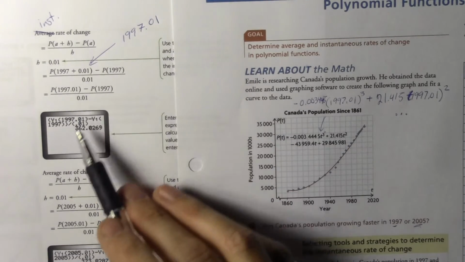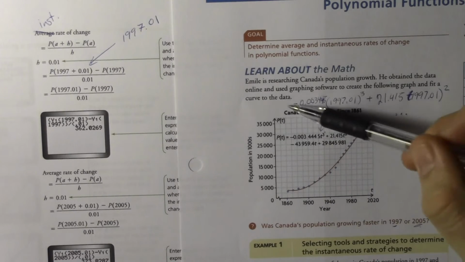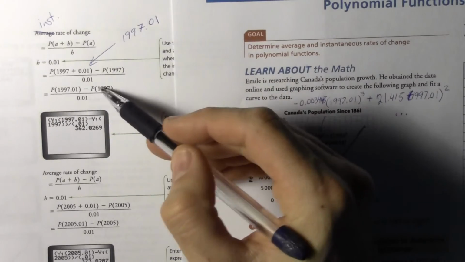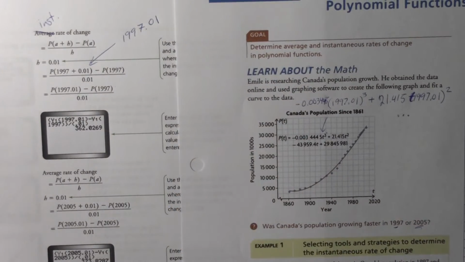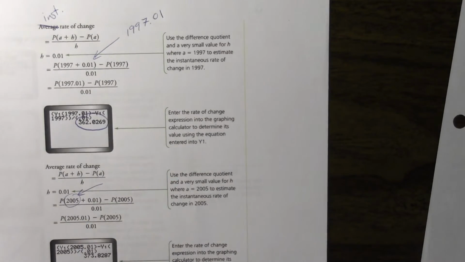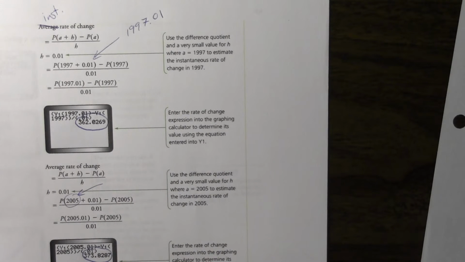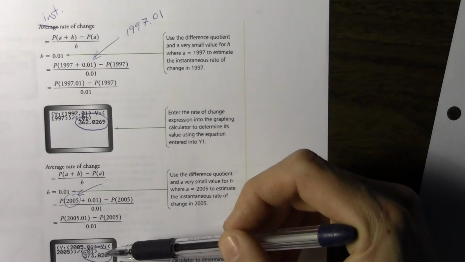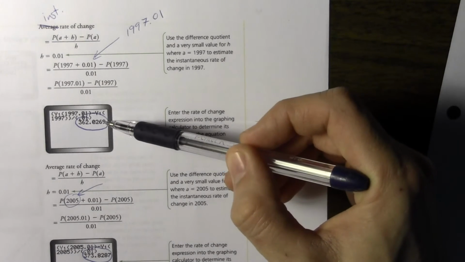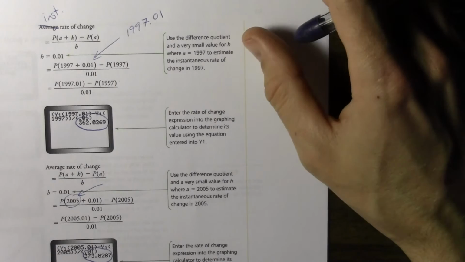Any questions there, what we've done? It seems complex, but a calculator does all that tricky math for us, and we get two values, one minus the other, over 0.01. We end up with 362. We do the same thing now for the year 2005, adding the same value of h, and we get 373. So what does it tell us? It tells us that in 2005 the instantaneous rate of change is greater than the rate of change in 1997. Nothing new or difficult about that. Any questions?